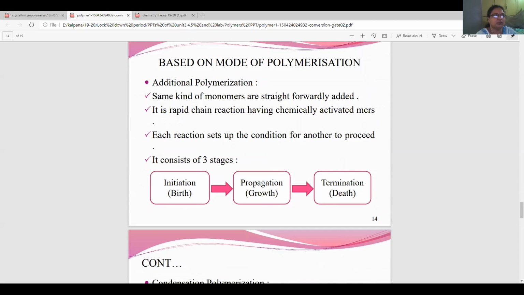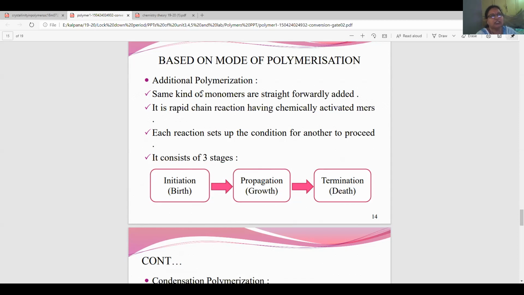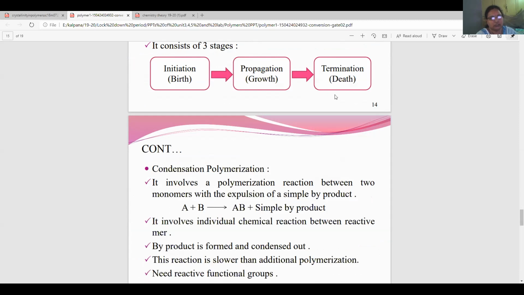So addition polymerization, same kind of monomers. It is a rapid chain reaction, so it is also called chain polymerization. Each reaction sets up the condition for another to proceed. Okay? So that is initiation, propagation, and termination.